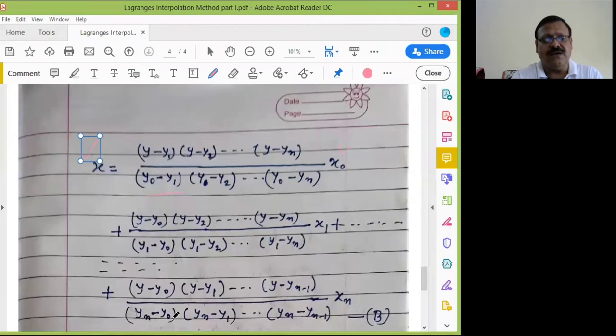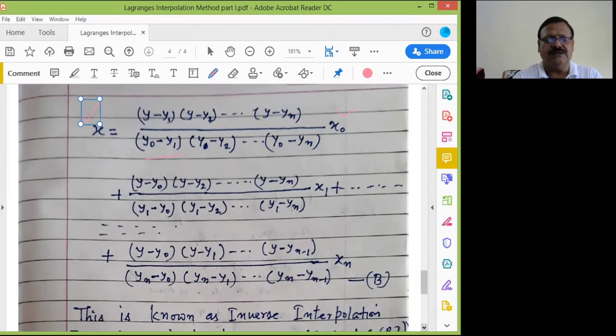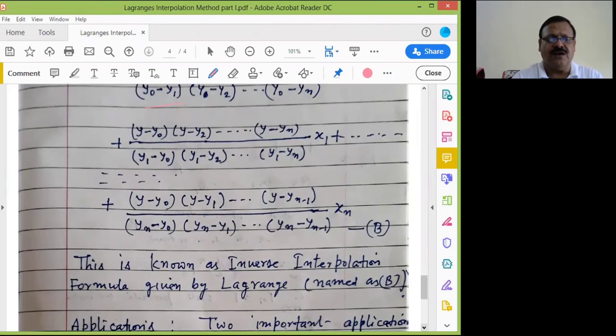Similarly, yn, every value subtracted from yn, you look at here. So this yn means yn would not be here. So here is yn minus 1, but you won't find this yn. So in this way, this is formula B, and this formula B is popularly known as the inverse interpolation formula given by Lagrange.